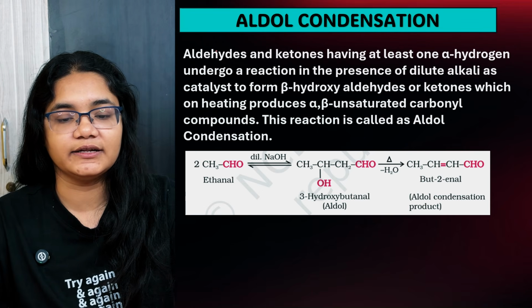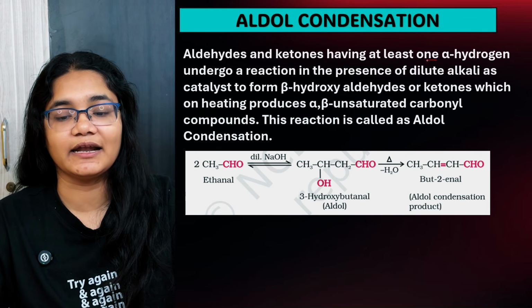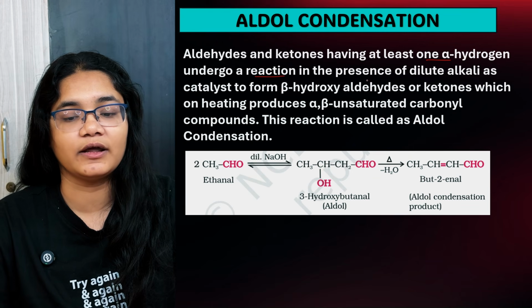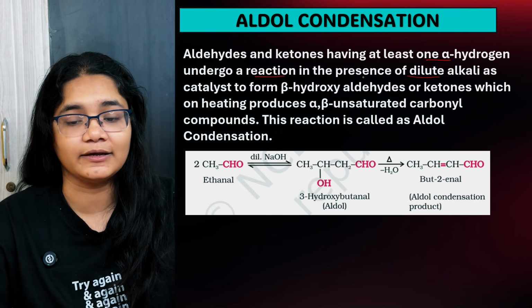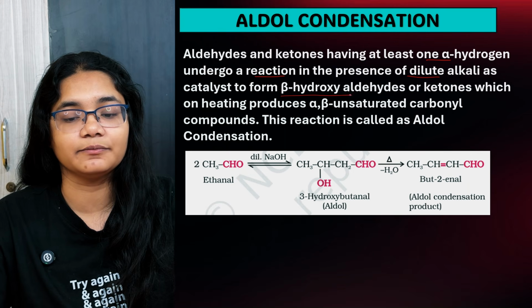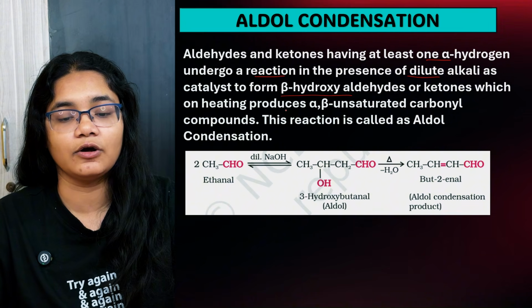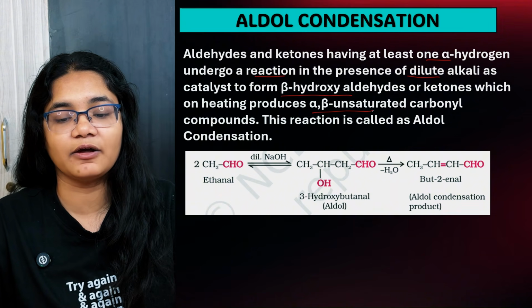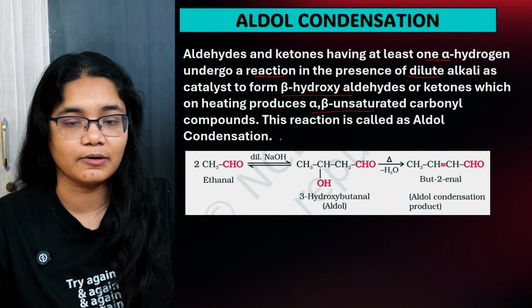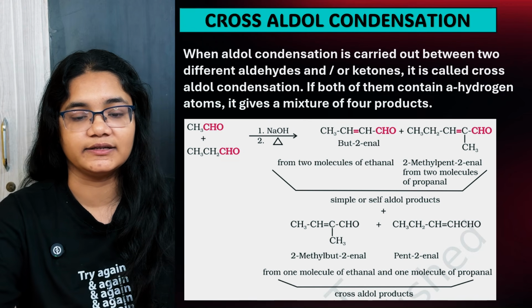Next, we have aldol condensation. So aldehydes and ketones having at least one alpha hydrogen undergo a reaction in the presence of a dilute alkali as a catalyst to form first beta hydroxy aldehydes or ketones, which then undergo dehydration on heating to produce alpha beta unsaturated carbonyl compounds, and this reaction is called as aldol condensation.